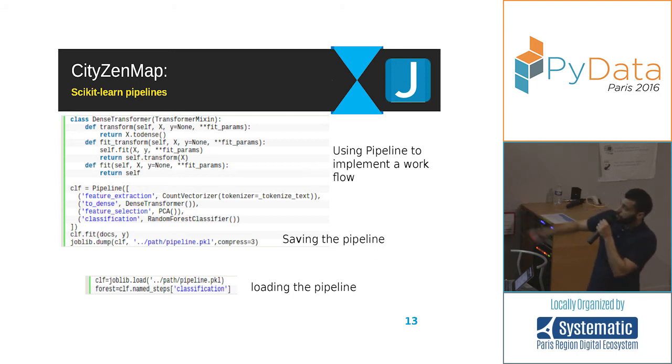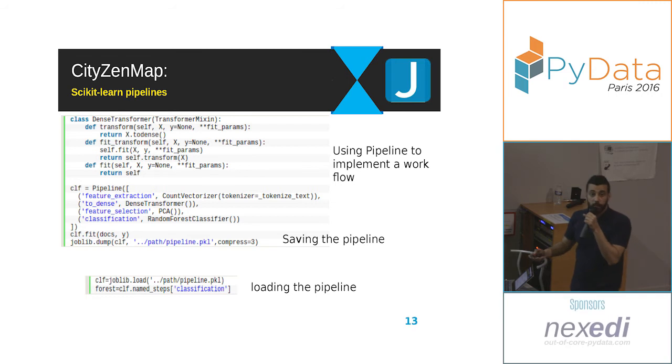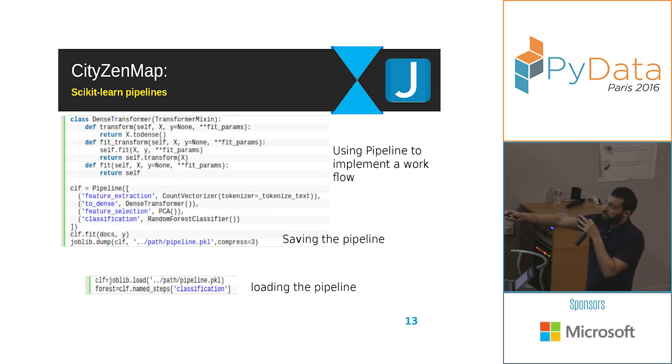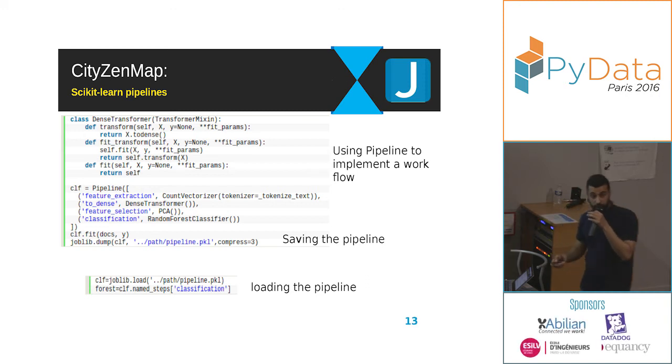The pipeline object takes as argument a list of tuples. Each tuple contains the name of the step and the object, the transformation, or the classifier. Here we do the count vectorizer, and we transform the sparse matrix into a dense matrix. We use PCA to reduce the dimensionality of the problem, which is a kind of feature selection. And after that, using random forest, we do classification.